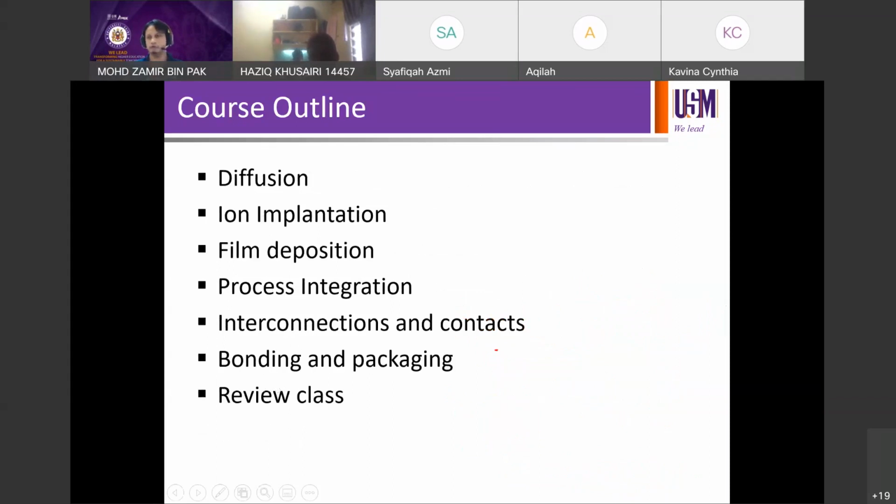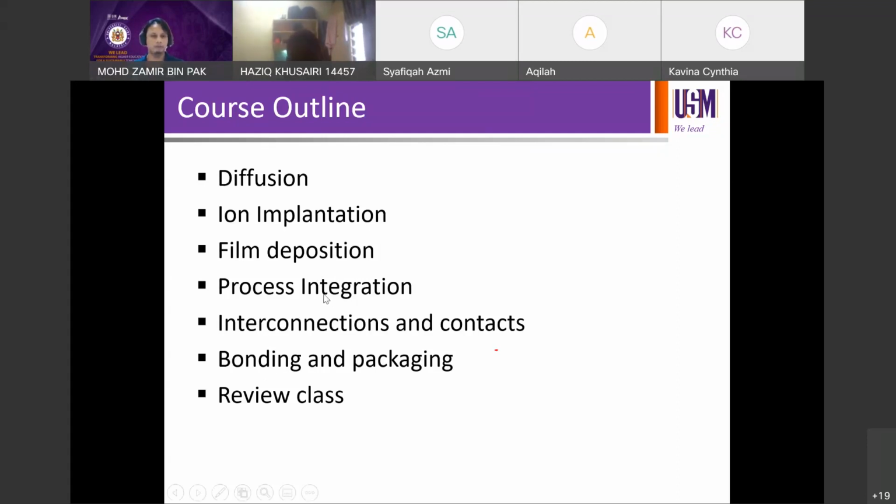Diffusion, in order for you to dope the junction, P or N type, or P plus or N plus. We've learned this last time in 386. And then the implantation process, which is another form of incorporating dopants into your silicon by another method, ion bombardment. Film deposition, to deposit a very thin layer with various material. It can be dielectric, it can be metals.